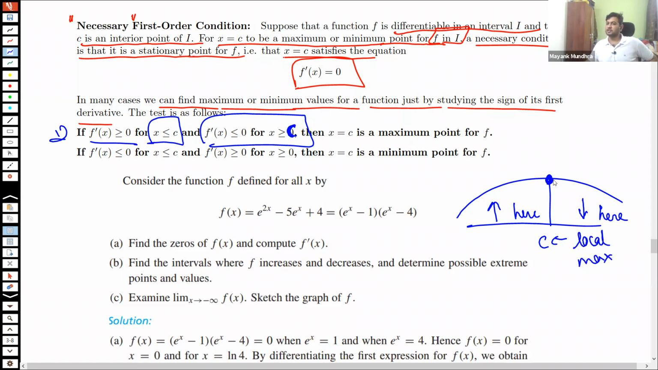To the left of this function, the function must be increasing. To the right, it should be dipping down. So then it becomes a local maximum. The converse thing is true here.